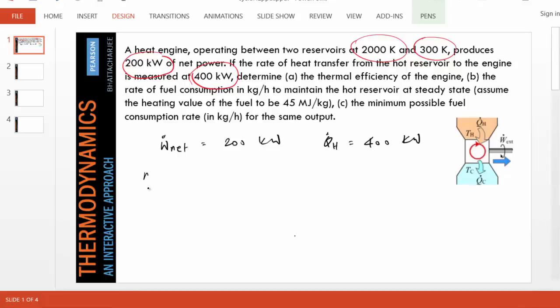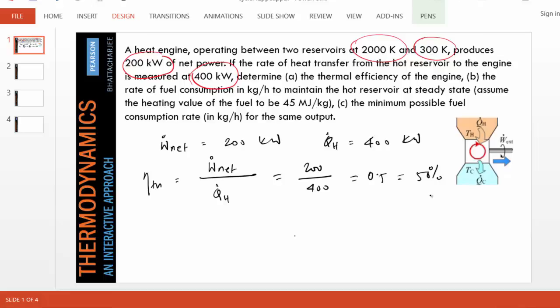And by definition, the thermal efficiency, if you recall, is the desired output over the required input, which is Q dot H. So it simply becomes 0.5 or 50%. So the temperatures are not being used in this problem, at least for part A.